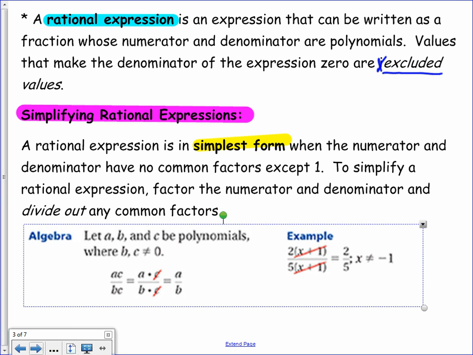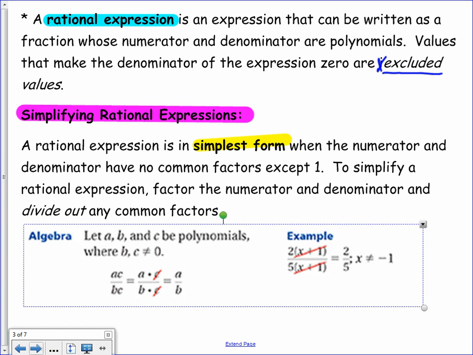Right, now how to simplify rational expressions. Okay, a rational expression will be in simplest form when the numerator and denominator have no common factors except 1. And in order to simplify a rational expression, we need to factor the numerator and the denominator and then divide out any common factors. Okay, so there's some examples written out in algebra.